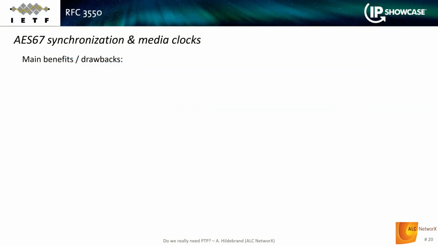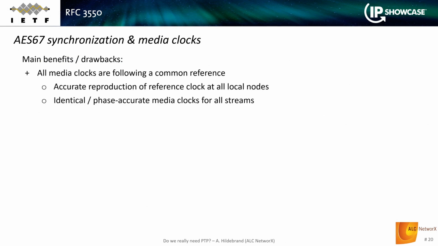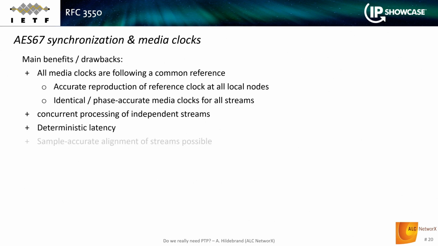So, main benefits, main drawbacks of the AES67 2110 synchronization scheme. All media clocks are basically following the common reference. There's an accurate reproduction of the reference clock at all nodes, and we have an identical phase media clock for all streams running around the network. And that means that we have concurrent processing capability at all the independent nodes, because all streams follow the same clock and follow the same time. Through the time information, the time relationship, we have deterministic latency and the ability to sample accurately align playout of any two incoming or any number of streams, actually, even across different nodes.